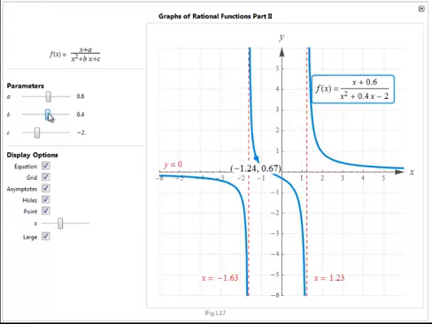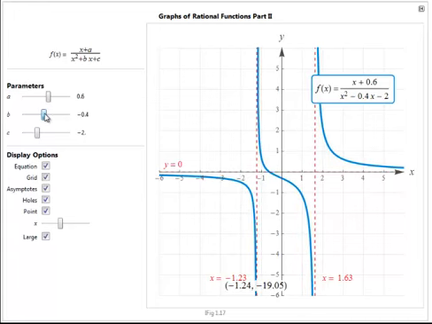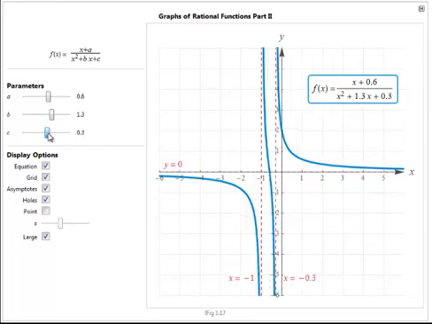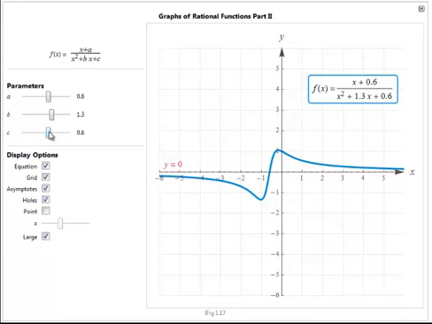As the sliders for A, B, and C change, the function changes and the graph changes. Finally, we see that the graph may cross the horizontal asymptote.